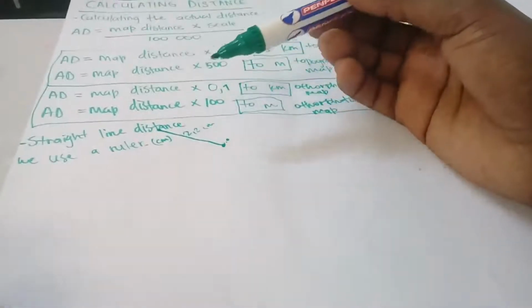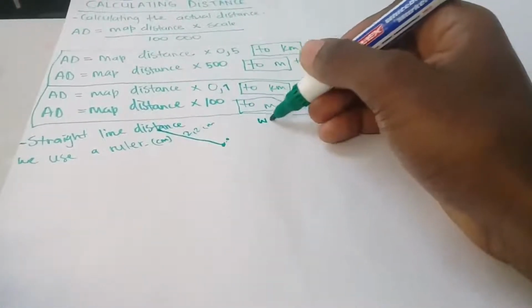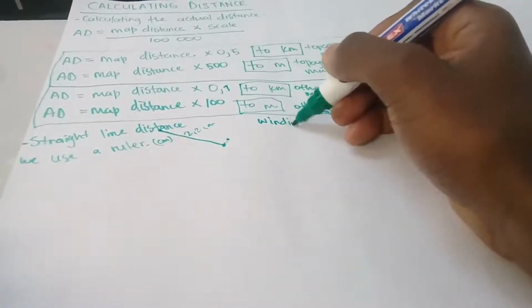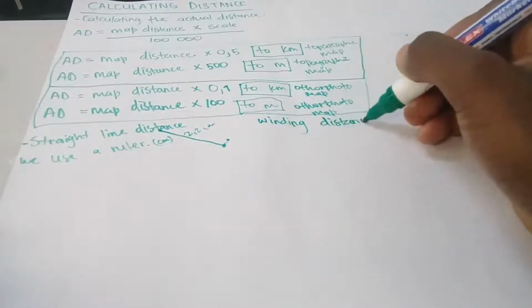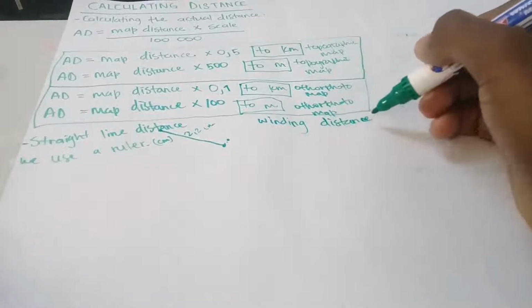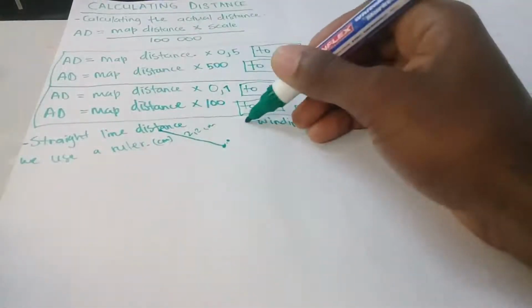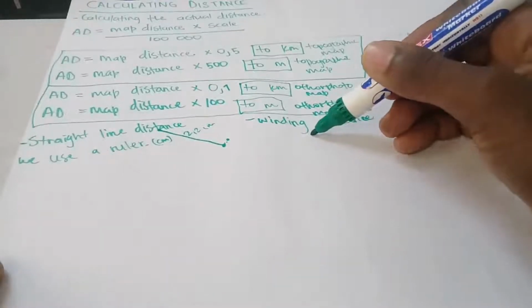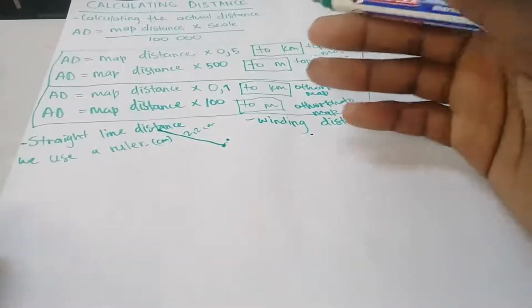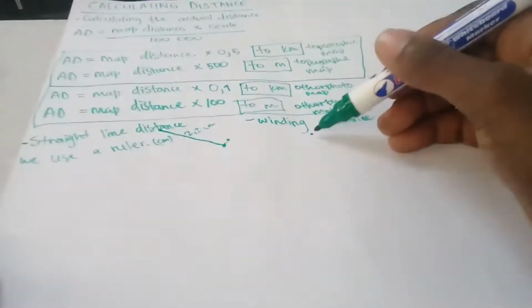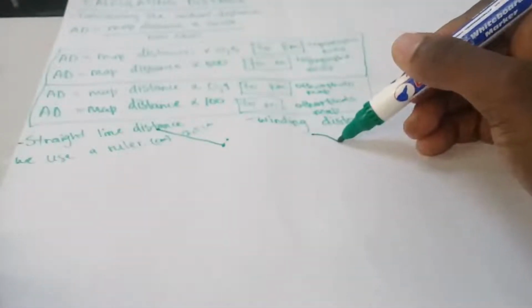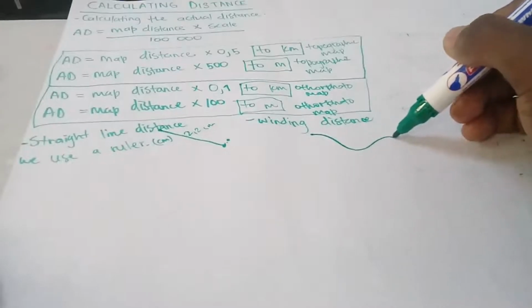And also we have winding distance, as I said. We have straight line distance and winding distance. Mostly in your question paper there will always be straight line distance, but in case you experience winding distance.